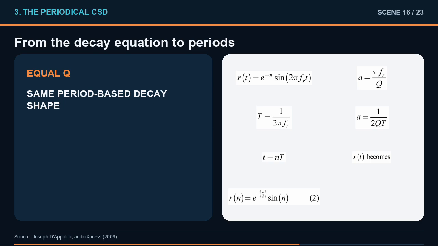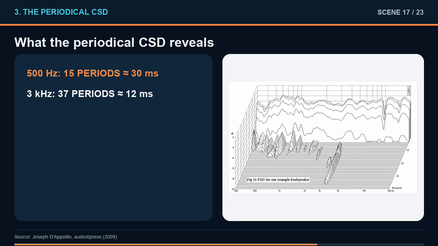This means that resonances with the same Q produce the same decay shape when the horizontal scale is measured in periods, even when their frequencies are very different. The periodical CSD in this example was produced with a sequence of pulsed sine waves. It reveals distinct ridges below 1 kHz and a delayed resonance near 3 kHz.